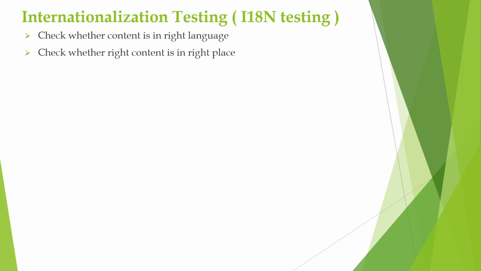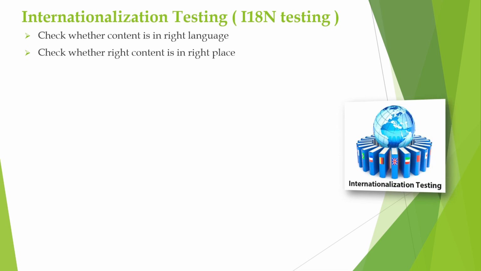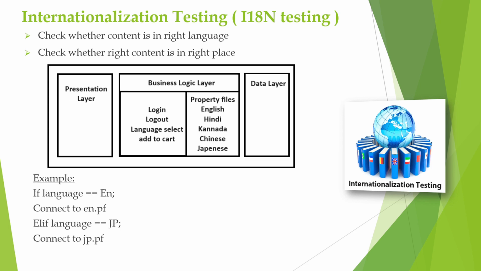When an application is developed for multiple languages and we want to verify whether the application content is in the right language, and also check whether the right content is displayed in the right place whenever the user selects different languages, this process of testing is called as I-18N testing or internationalization testing.